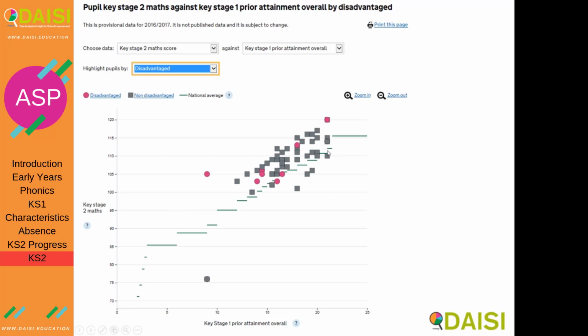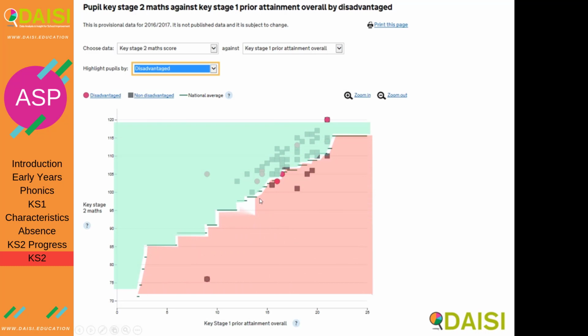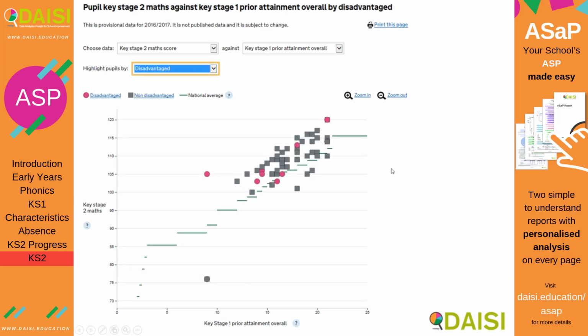In the latest version, Ofsted, the DfE, have removed the national average, which for me is a bit of a shame because I could tell whether a pupil had made positive progress or negative progress. However, without that national average line, you can still use this. I divide up this scatter graph into 5 different sections.